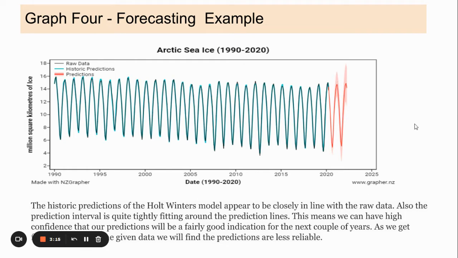All right, so the historic predictions, that's the green ones going backwards, of the Holt-Winters model appear to be closely in line with the raw data, the black line, right? Historic predictions, black line. Also, the prediction interval is quite tightly fitting around the prediction line. This means we can have high confidence that our predictions will be a fairly good indication of the next couple of years. As we get further away from the most recent data, we find that our predictions are less reliable, and therefore our pink area will actually increase.